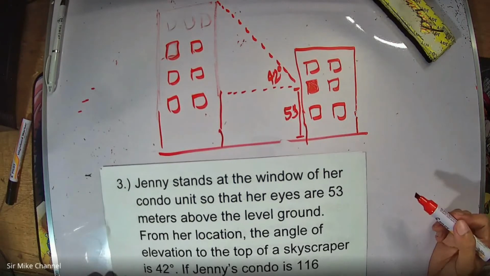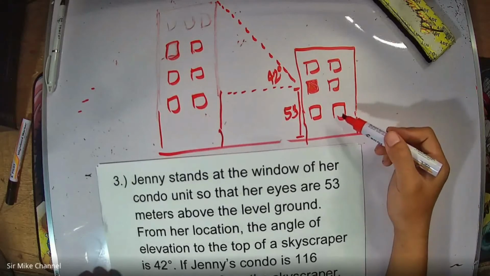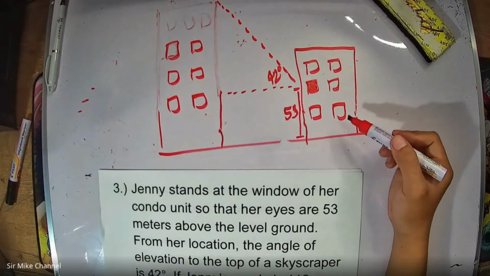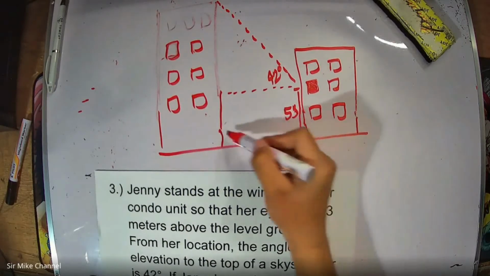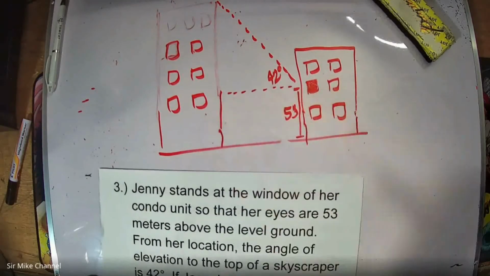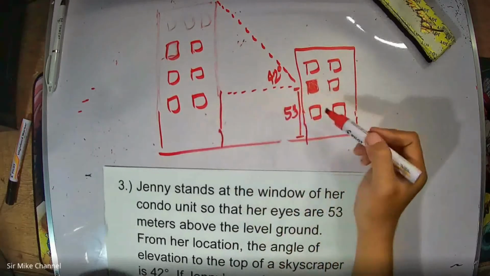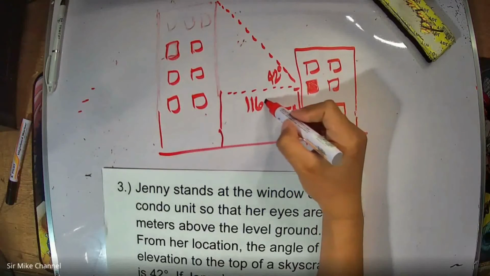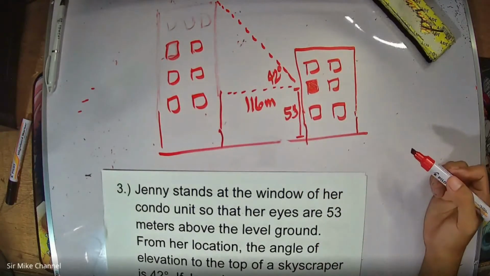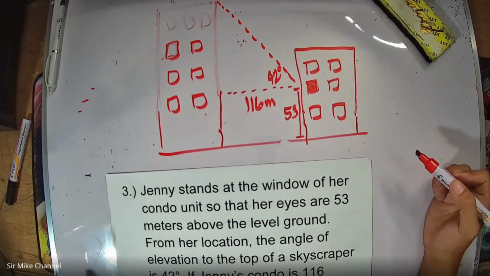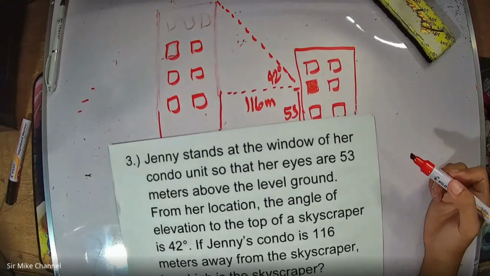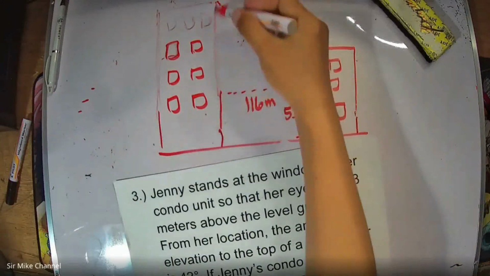If Jenny's condo is 116 meters away. So, mula sa condo na ito at dito, ang layo niya sa isa't isa ay 116 meters. The question is, how high is the skyscraper? So, ito yung alamin natin.